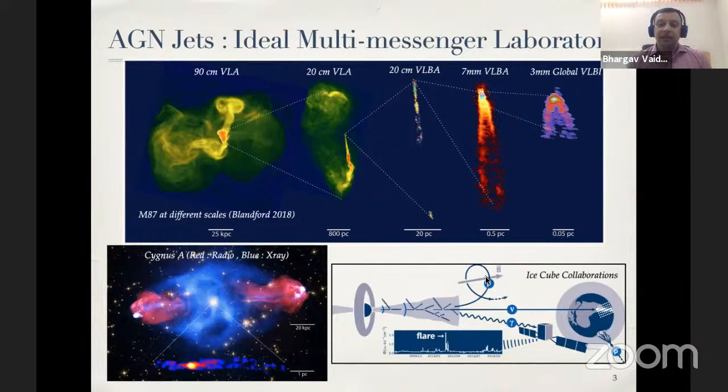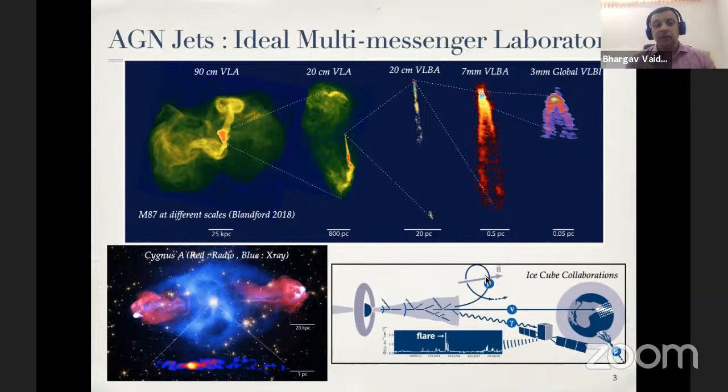One of the most important aspects of AGN jets is that these jets have been an excellent testbed, an excellent laboratory, to study multi-messenger astronomy. Multi-messenger astronomy has propelled in the last few years, where people have started to detect high energy neutrinos using the IceCube experiment and so on.